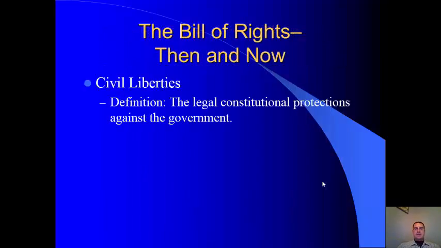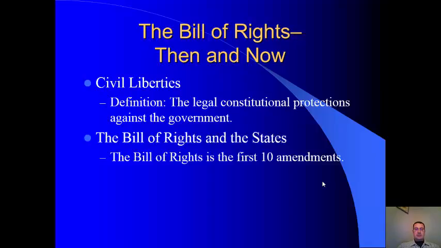Civil liberties. Legal constitutional protections against the government. So these are protections that each citizen enjoys against the government. Bill of Rights in the states. The Bill of Rights, as we just looked at, first 10 amendments to the Constitution, and they are focused on the national government. Remember, that was part of the deal between the Federalists and the Anti-Federalists. The Anti-Federalists would support the Constitution if those 10 amendments were added. So they were added as part of that deal.